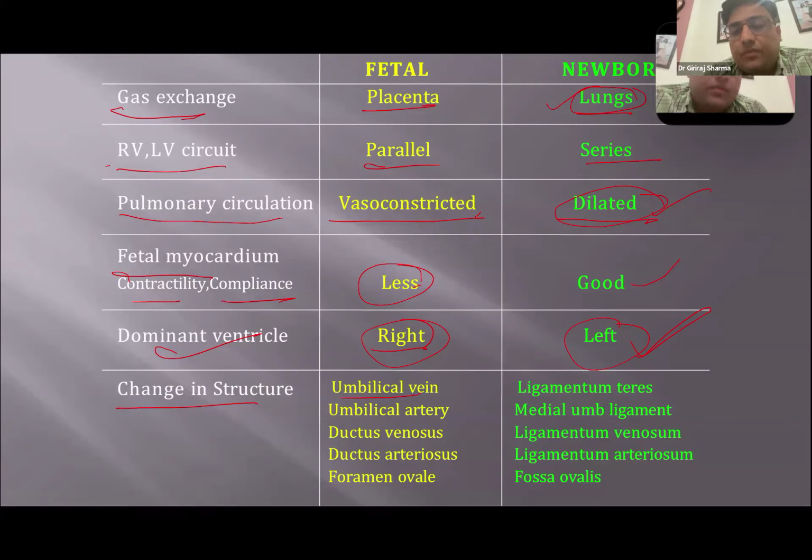Some structural changes also happen. The umbilical vein will become the ligamentum teres. The umbilical artery will become the medial umbilical ligament. The ductus venosus will become the ligamentum venosum. The ductus arteriosus will become the ligamentum arteriosum, and the foramen ovale will close and become the fossa ovalis. So these changes happen after birth.